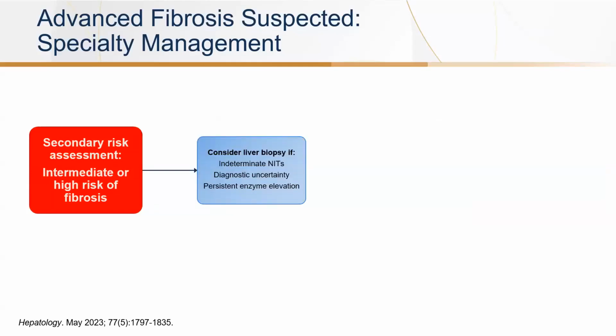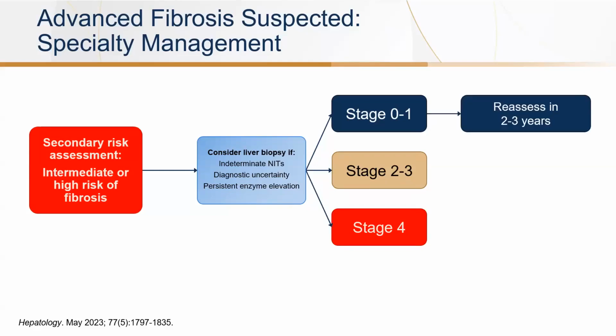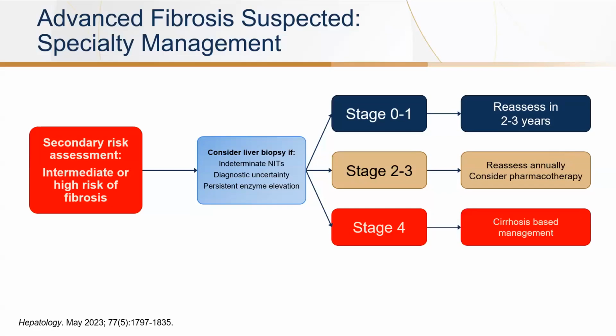Okay. Once they're in specialty care with suspected advanced fibrosis, we're going to do a secondary risk assessment, and we're going to consider a liver biopsy if their non-invasive tests are not clear and they don't really help us delineate what's going on. Again, if the enzymes are staying elevated and you're not really sure what's going on, you want to make sure that we're not missing something. So there are different stages of fibrosis. Stages 0 to 1 are your low risk, 2 to 3 are your intermediate risk, and stage 4 is cirrhosis.